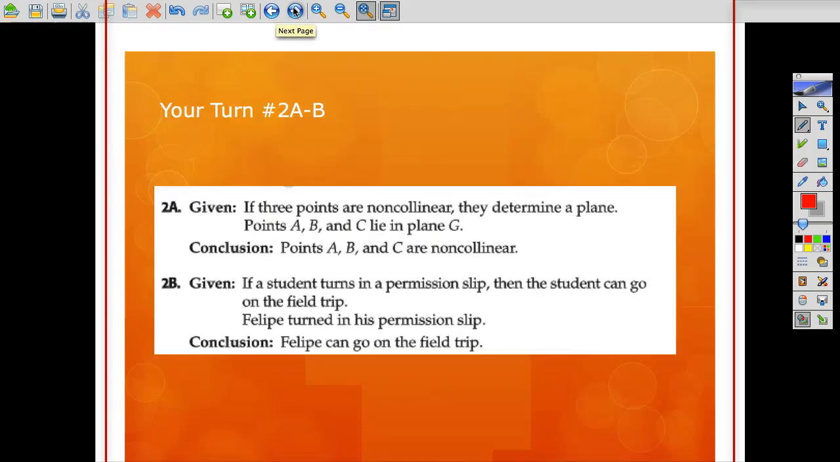So here's your turn, 2A and 2B. Tell me if the conclusion is valid, if it's true, or if it's invalid, not true.